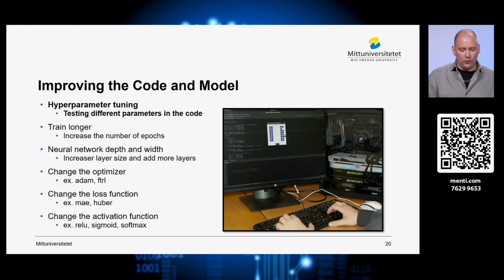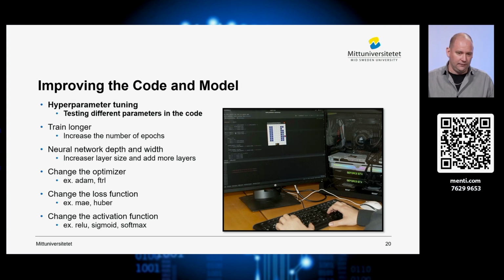The process of improving the model is what is called hyperparameter tuning. And that basically means testing different parameters in the code, maybe making it train longer, as I said. If we just increase the number of epochs in my example here to 10, I think it will get very good results. We can improve the neural network, both the depth, how many layers, and the width, how many neurons in each layer. So we can increase the layer size, add more layers, and see if we get better results.